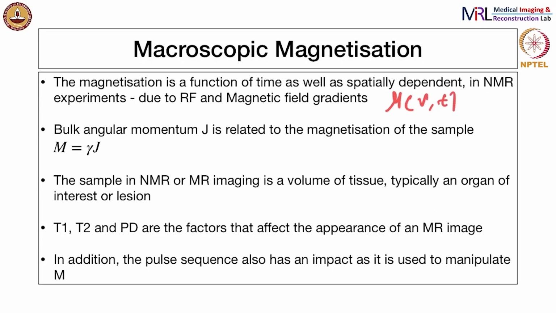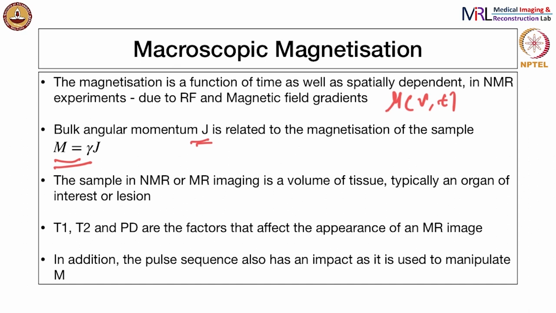Now we'll define one other quantity just for the sake of analysis. There is a bulk angular momentum that we can define. Remember that for every individual nucleus, we said there is something called a spin angular momentum. So we can also say that for the sample itself there is a bulk angular momentum J, and it's related to the magnetization of the sample through this expression, where once again gamma is the gyromagnetic ratio. Just to clarify, we are always talking about a sample. When I say sample, it's basically a piece of tissue or a human body in a static magnetic field.